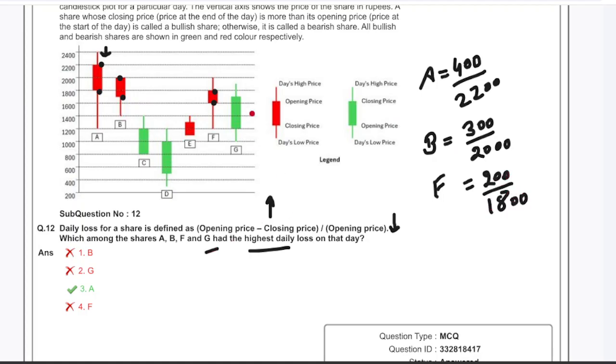And for G, now G is a bullish market. They talked about daily loss, so G cannot be in the picture at all. So there's no need to calculate that. So which has the highest daily loss? If I find out, this is 4 by 22, which is 2 by 11. 2 by 11, that is 18.18%.